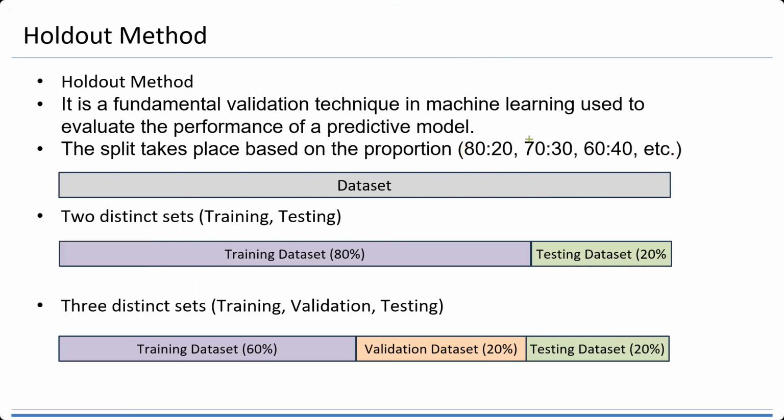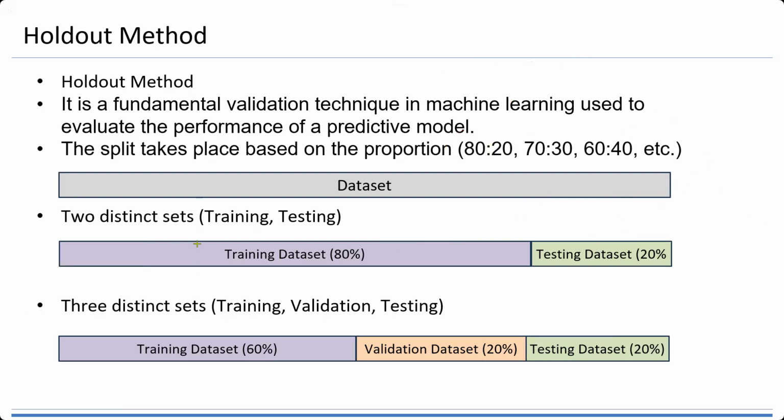But if you have a lot of data, you can use this 80-20. For example, you have 1 million data. Then you will put 800,000 data for the training and the remaining 200,000 for the testing. So it is good enough for checking performance.